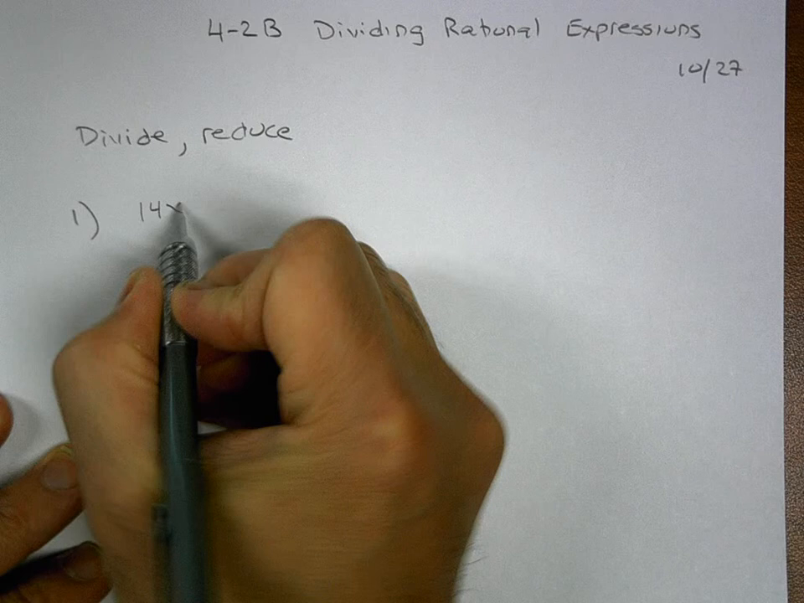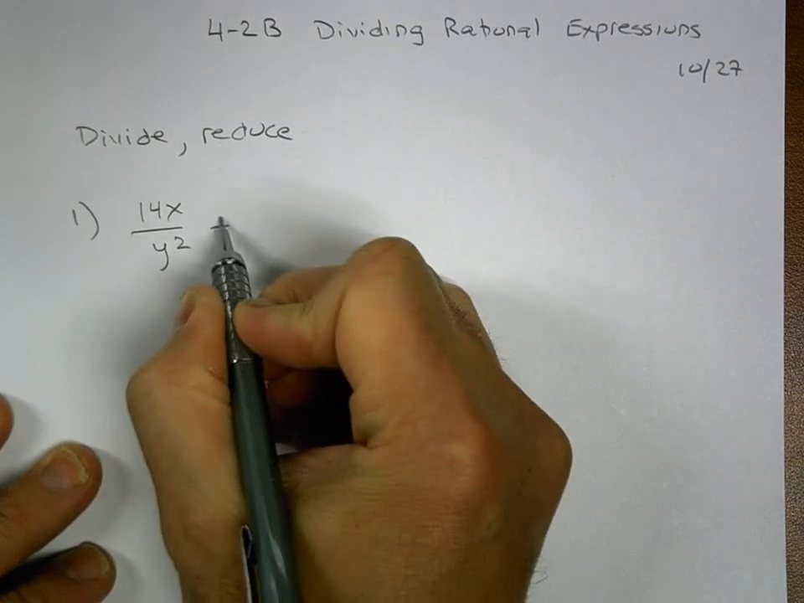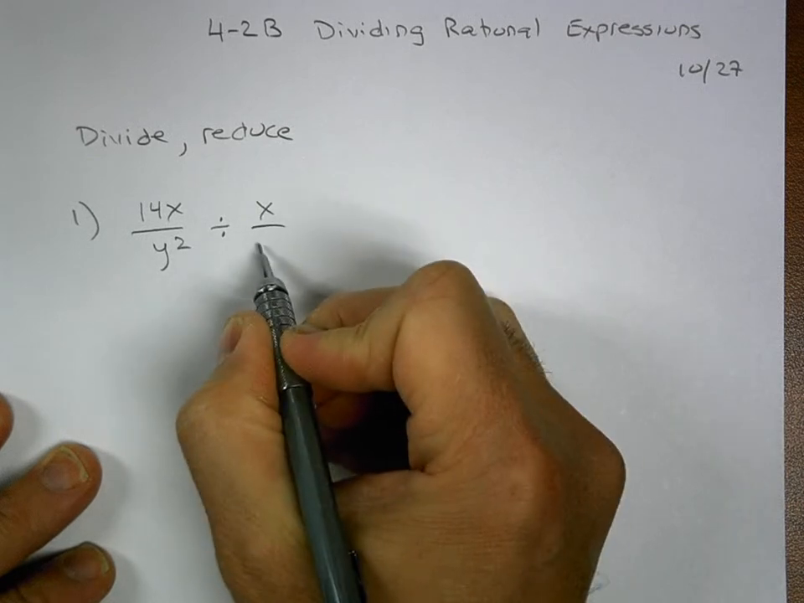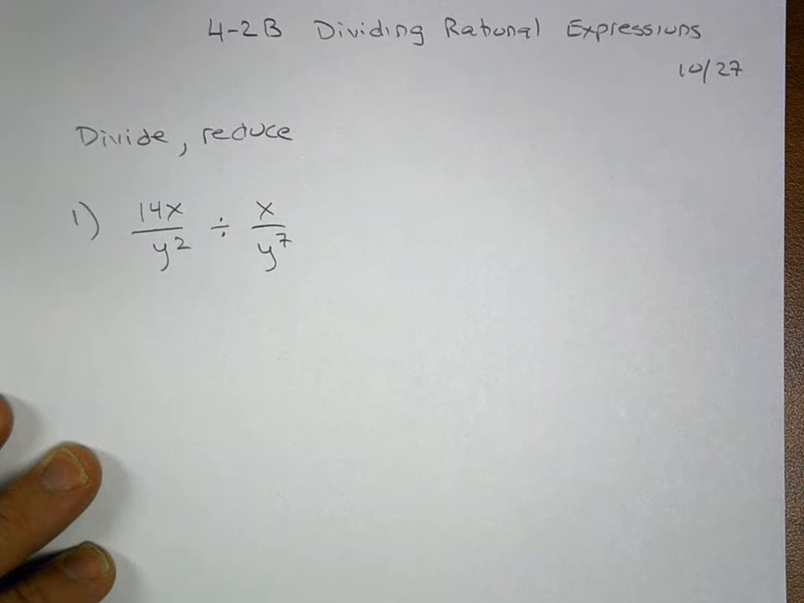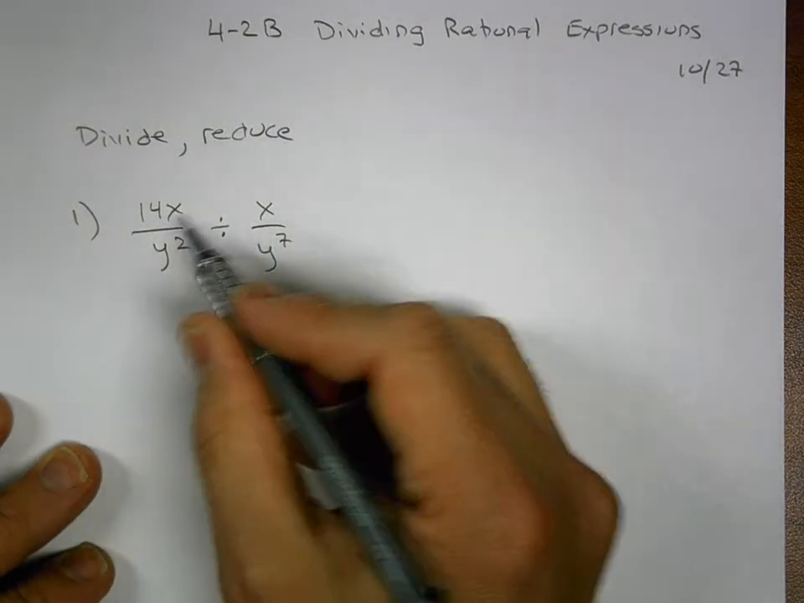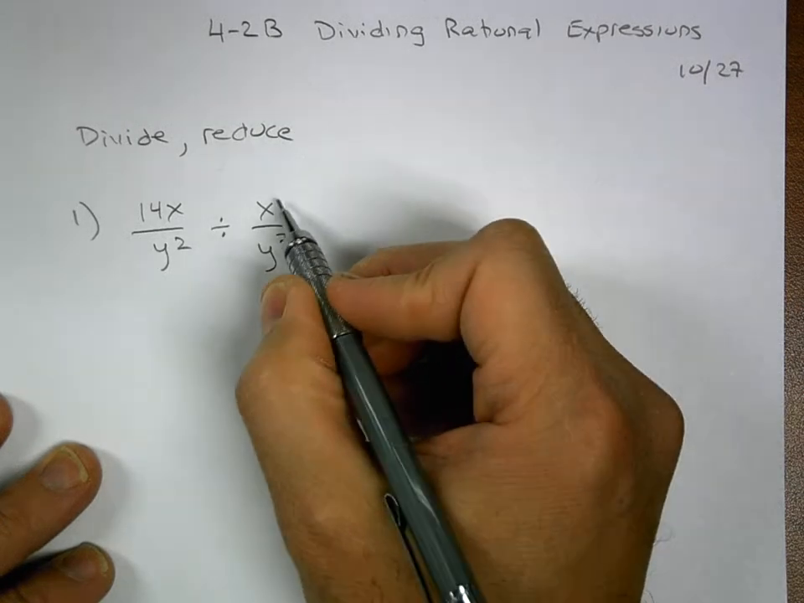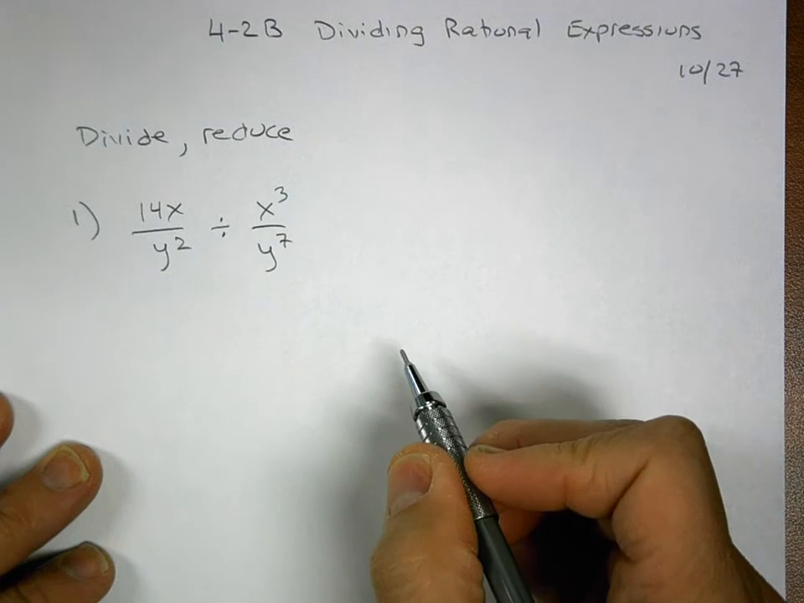All right, so number one, let's go ahead and divide this. So 14x over y squared divided by x over y to the 7th. Okay, let's give one of these x's an exponent. What do you want to make this x right there? 3. Let's make it a 3.